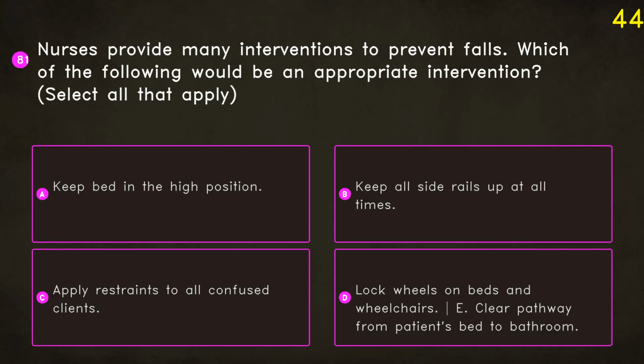Question 81. Nurses provide many interventions to prevent falls. Which of the following would be an appropriate intervention? Select all that apply. A. Keep bed in the high position. B. Keep all side rails up at all times. C. Apply restraints to all confused clients. D. Lock wheels on beds and wheelchairs. E. Clear pathway from patient's bed to bathroom.